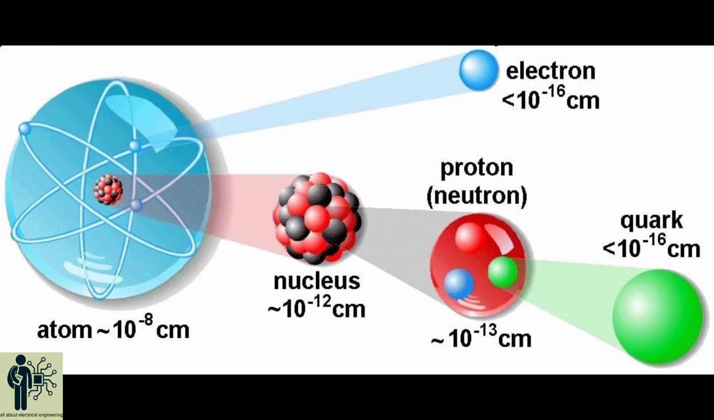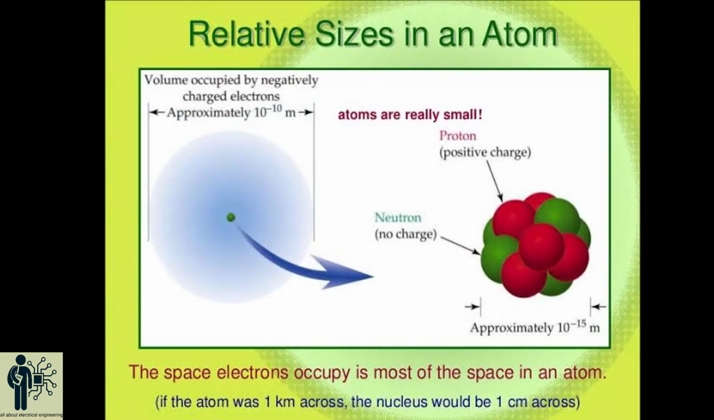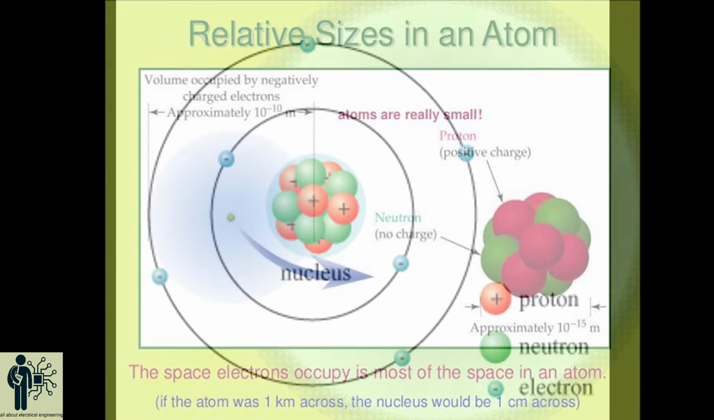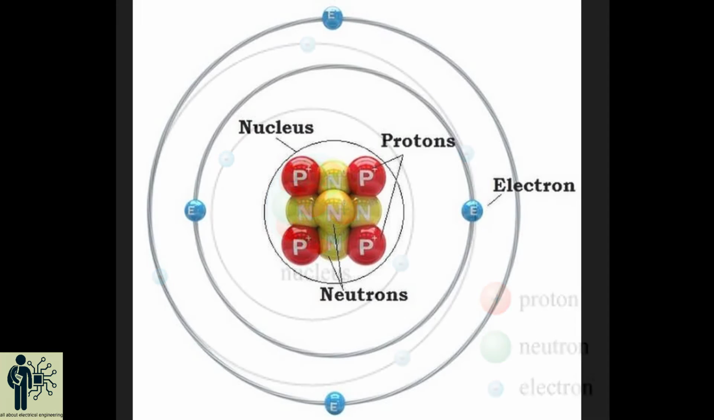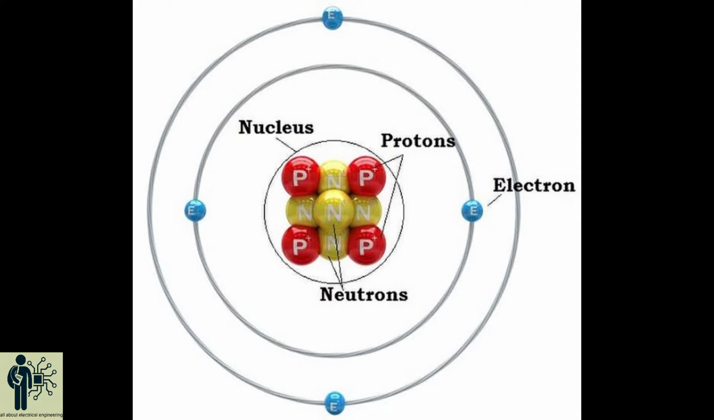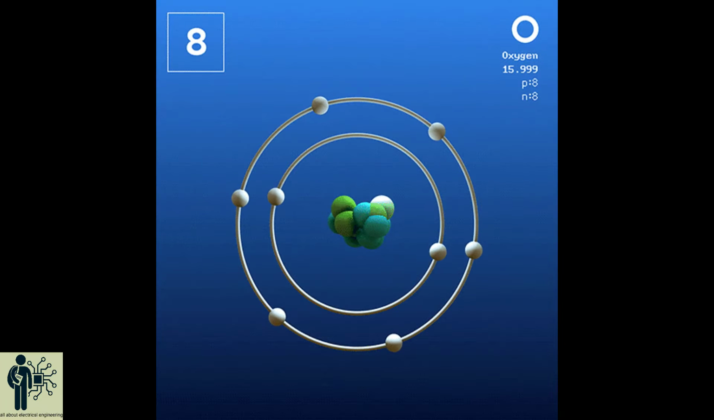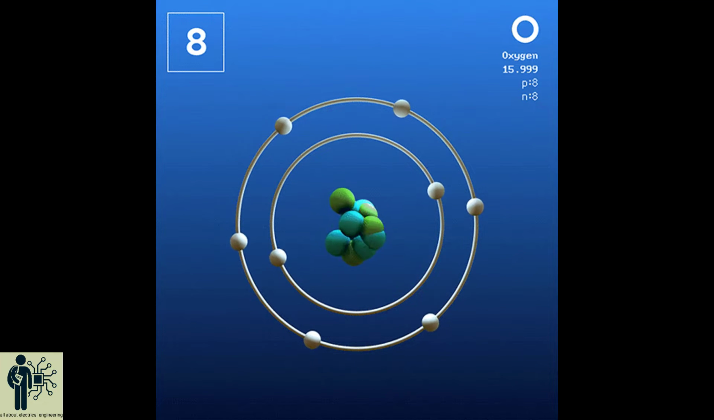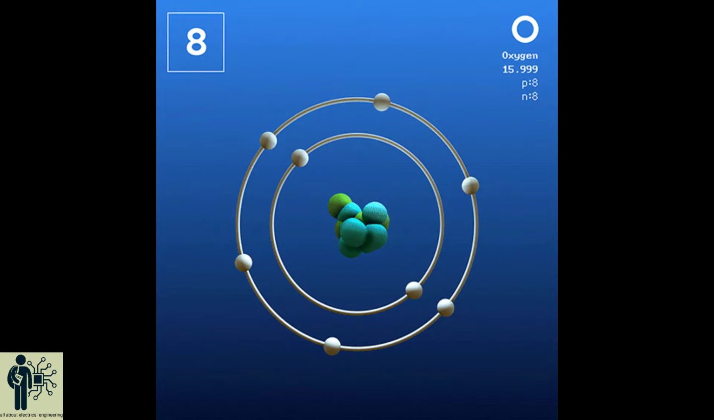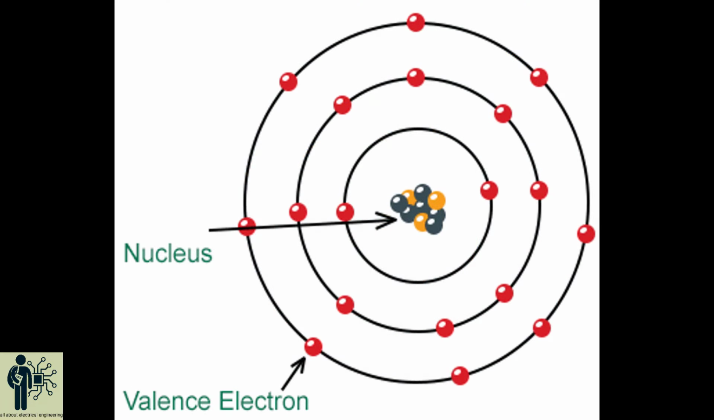The size of the nucleus is very small as compared to the size of the atom. The nucleus contains proton and neutron. The proton is a positively charged particle, but the neutron has no charge. Clearly, the nucleus of an atom bears a positive charge. Now we know that electrons move around the nucleus of an atom in different orbits. The electrons in the last orbit are called valence electrons.